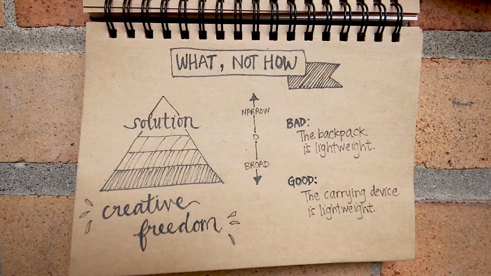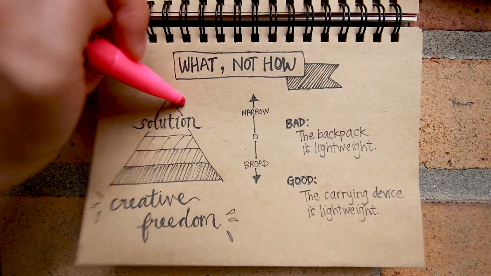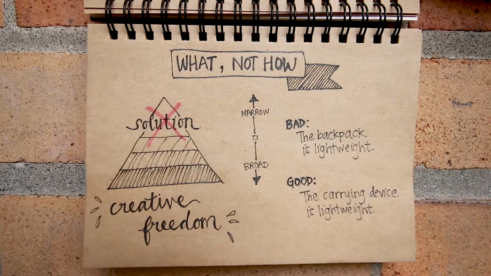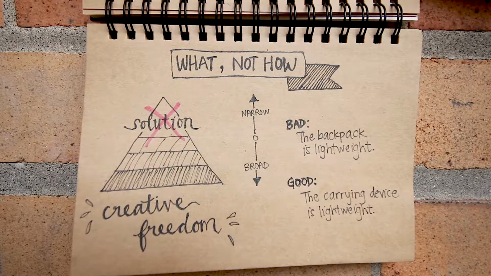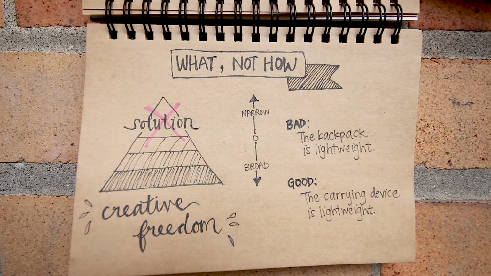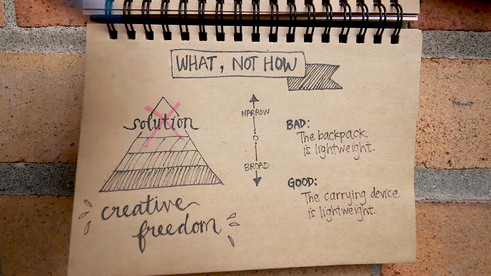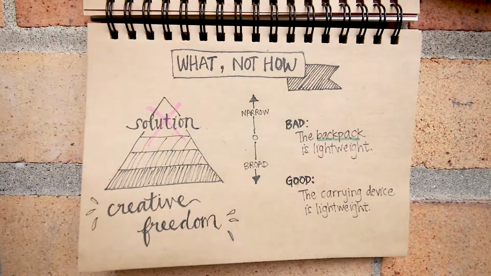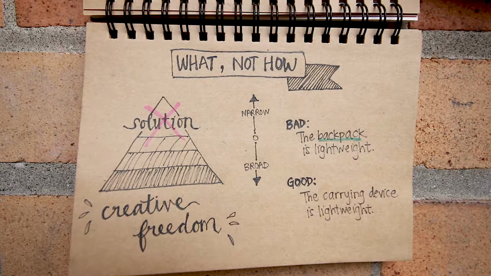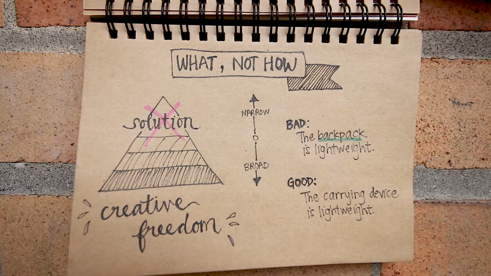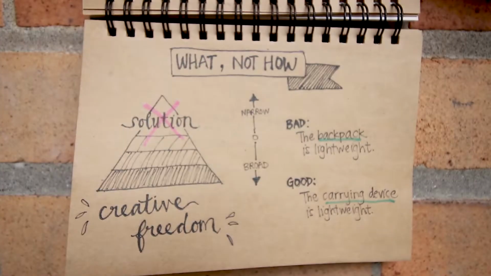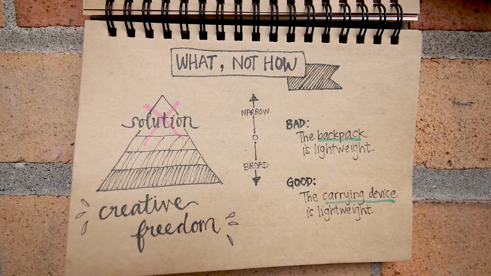The first one is what, not how. You don't want to incorporate a solution into the needs statement. This way, you aren't restricted to a particular solution during concept generation. For example, you could start with the statement, the backpack is lightweight. There's a very minor problem with this statement. Using the word backpack suggests that the solution to the user's problem has to be a backpack. However, the solution can be any carrying device. Therefore, a better statement would be, the carrying device is lightweight.